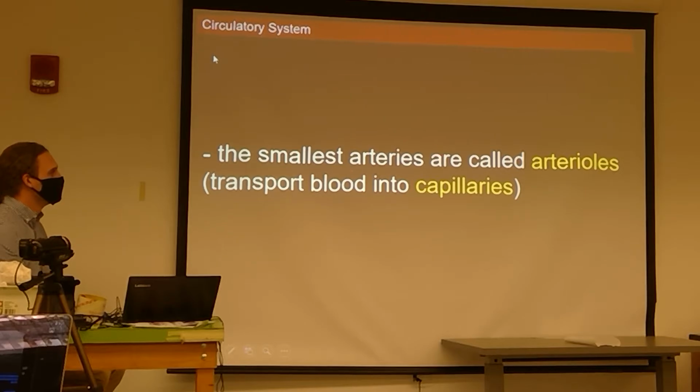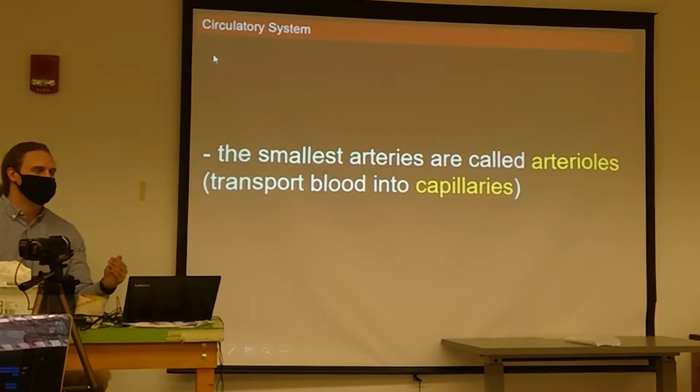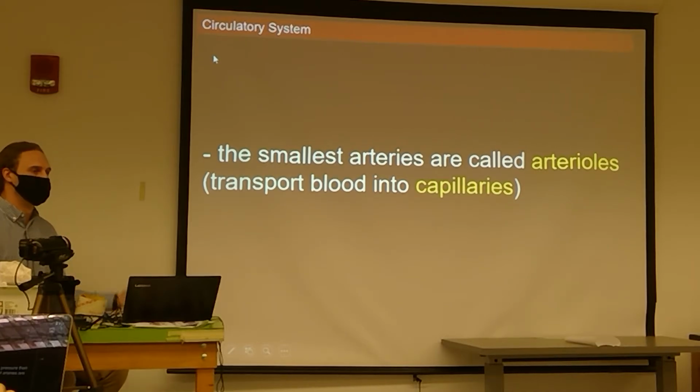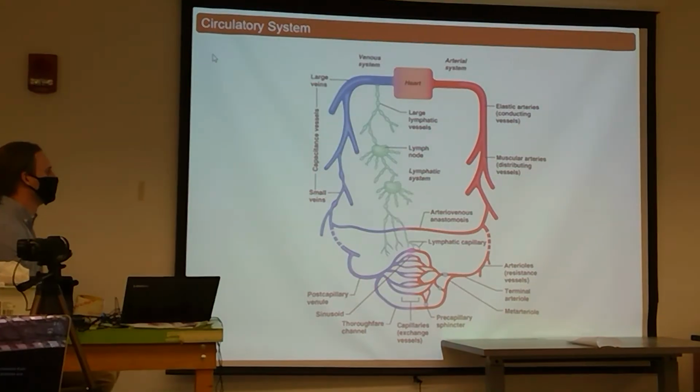The smallest arteries are called arterioles. So this is right before this blood will go into capillaries. So you have arteries, and then you have smaller structures called arterioles, and then those arterioles will flow into the capillaries, which we'll see in a second.